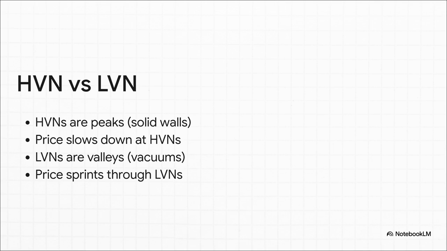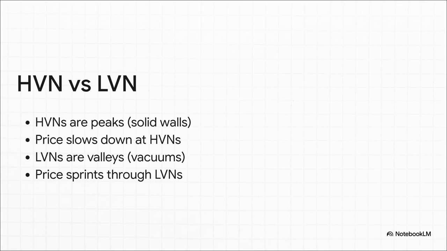High-volume nodes are those peaks sticking out horizontally on your profile. They're solid walls. Because so much historical business was done there, they act as massive, concrete zones of support and resistance. Price tends to slow down, consolidate, and literally bounce right off these walls.